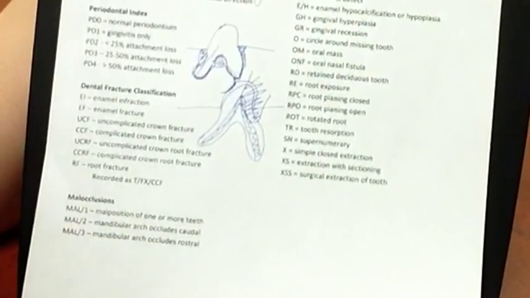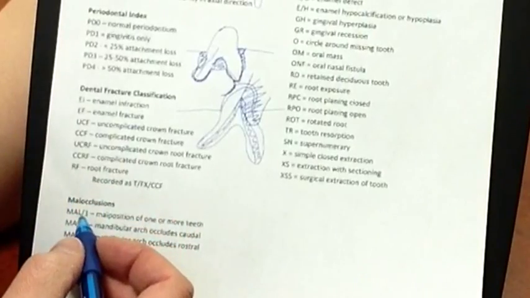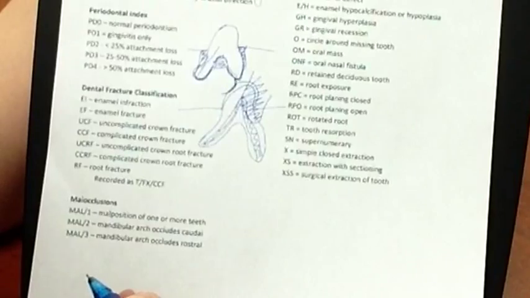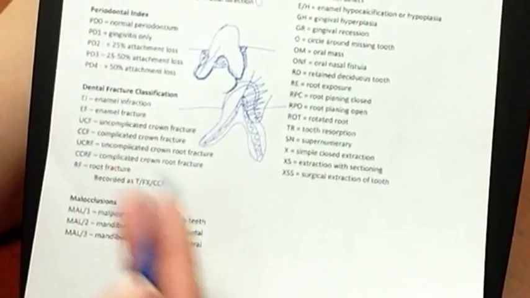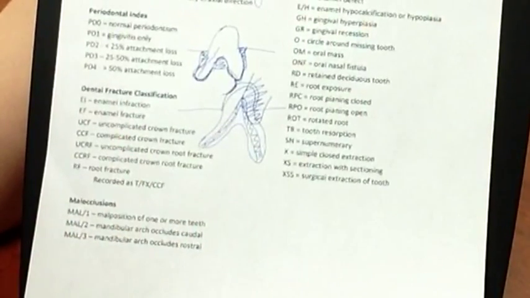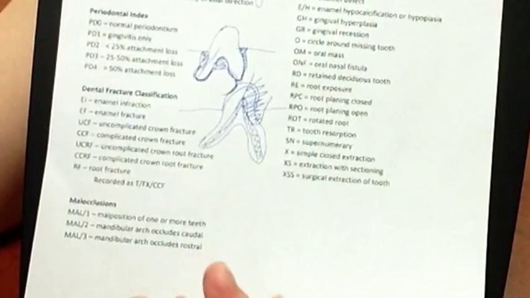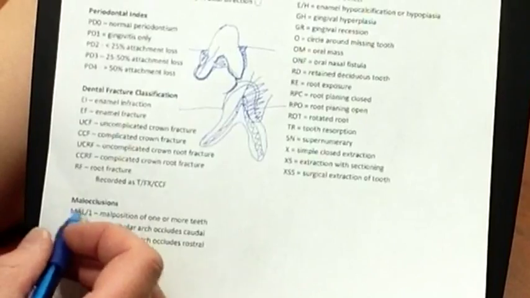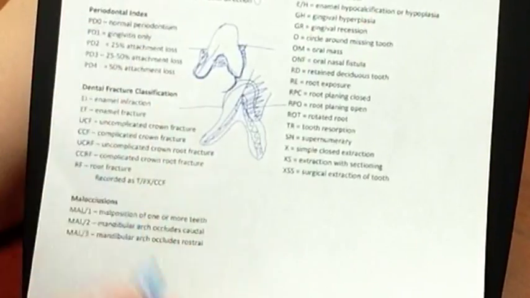Malocclusions. If we have a malocclusion 1, that refers to a malocclusion of just an individual tooth. An example can be lance canines, base narrow canines. Any of those are malocclusion 1s. I'll show you how to chart those in a minute.